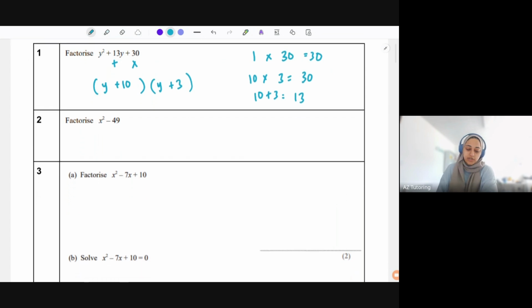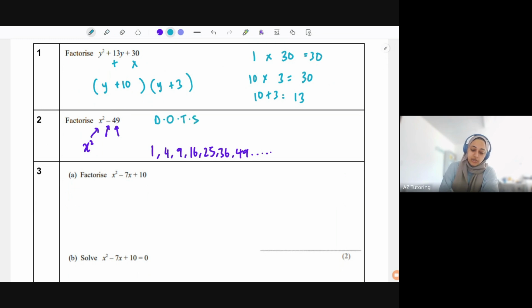Okay, moving on. Factorize x squared minus 49. So this is a special case scenario. We've got a negative sign here, and we've got two squares. We've got x squared, and 49 is also a square number. So we can list the square numbers. The square numbers are 1 squared, which is 1, 2 squared, which is 4, 3 squared, 9, 4 squared, 16, 25, 36, 49, and so on. These are all the square numbers. So as soon as you notice two squares and a minus sign, this is the difference of two squares.